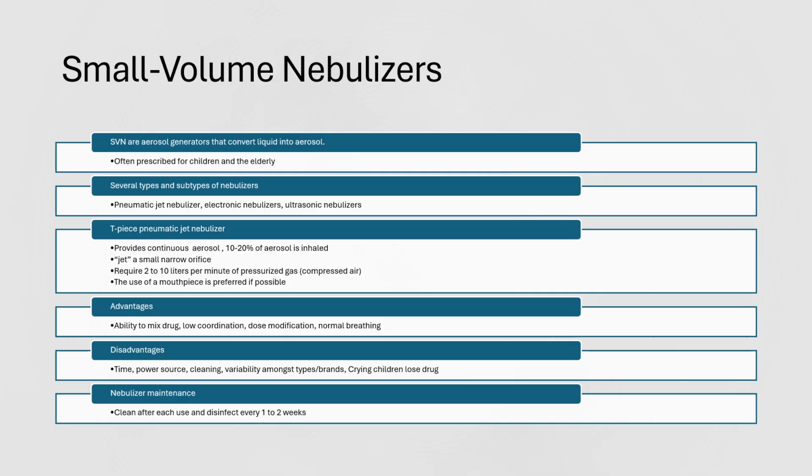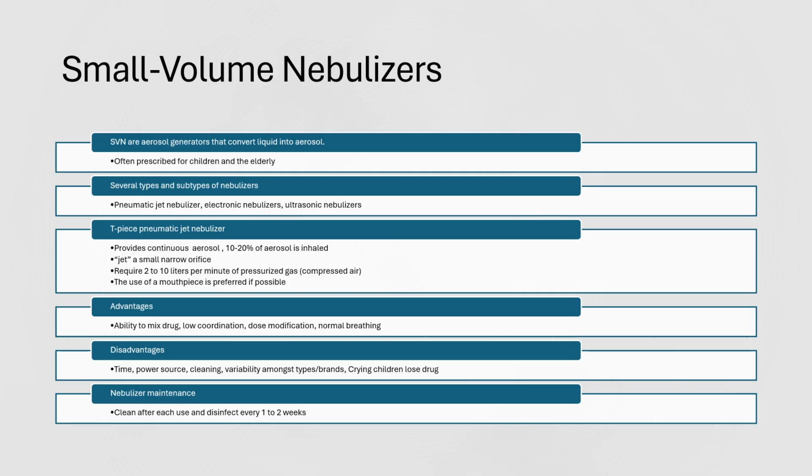This nebulizer will release aerosol continuously regardless of the patient's breathing pattern, and it's estimated that only about 10 to 20% of the aerosol is actually inhaled. The word jet comes from the jet of pressurized gas that is forced through a narrow orifice. The pressurized gas leaves the orifice and mixes with the liquid medication to form a mist. They require between 2 to 10 liters per minute of pressurized gas, which is usually compressed air to function. The use of a mouthpiece is preferred over a mask because the mask increases the aerosol being diverted towards the face and the eyes.